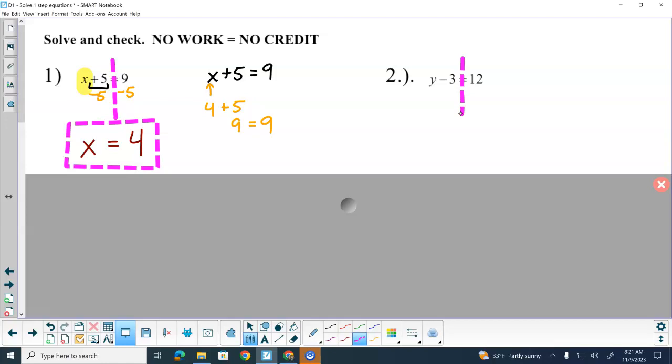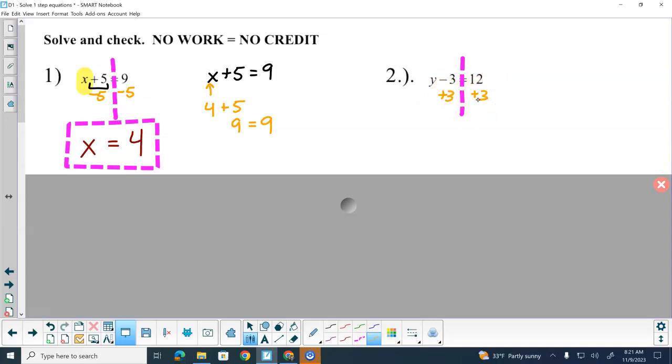What's the variable that we need to get by itself? Y is the variable that we need to get by itself, because remember, variables are letters. What is being done to Y? What is the mathematical operation that's attached to Y? We're subtracting 3. So what is the opposite operation of subtracting 3? Add 3 to both sides. So far it's been one step.